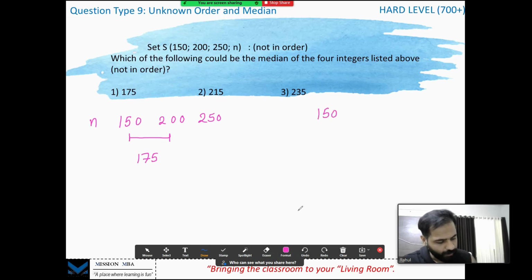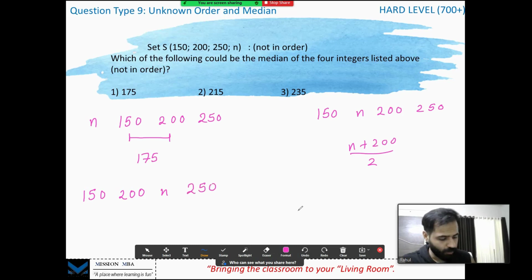I cannot get a median less than 175, because if n is greater than 150, we will have a set like this, and now the median will be n plus 200 by 2, and we know that n is greater than 150, so of course the median is increasing. So guys, it is quite clear in this set, you keep increasing the value of n, it will keep increasing the median for this particular set. For example, now if I keep n over here, now I'm keeping it as greater than 200, so this will also make this like this. So this median is also greater than 175, 200 plus n, where n is greater than 200.